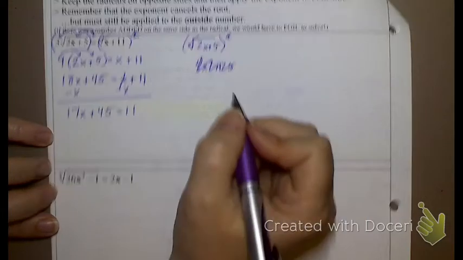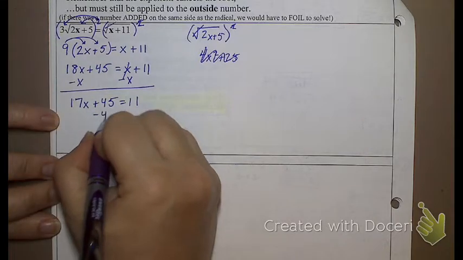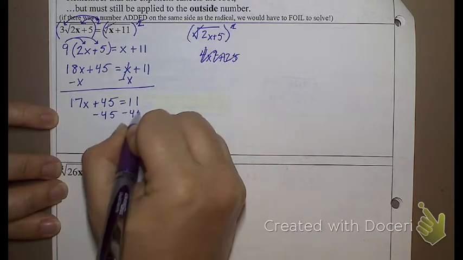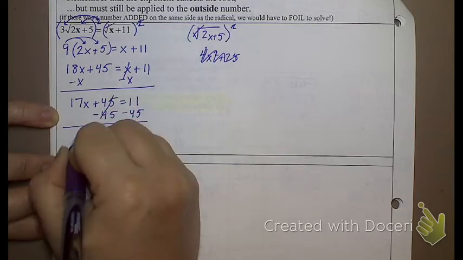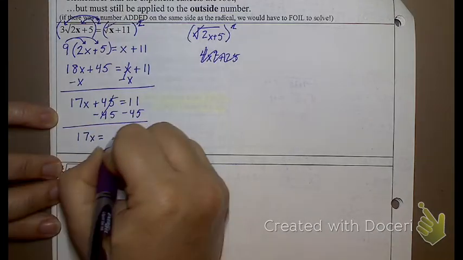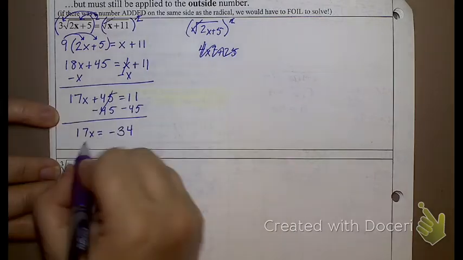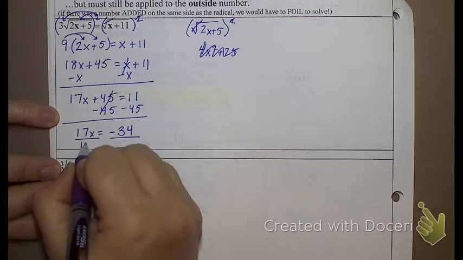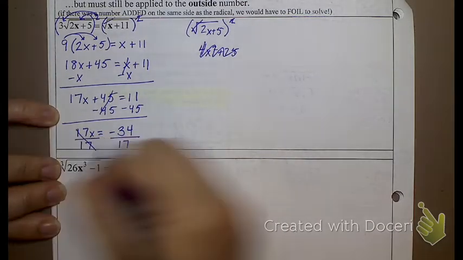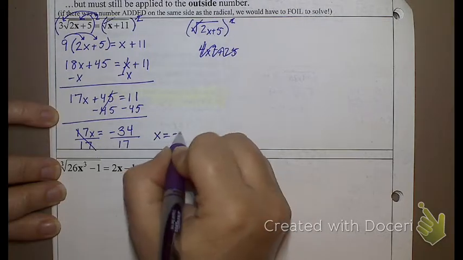What should I do now? Subtract 45. And 17x equals negative 34. What do I do now? Divide by 17. And I get x equals negative 2.